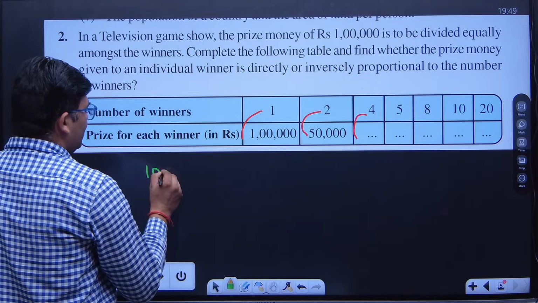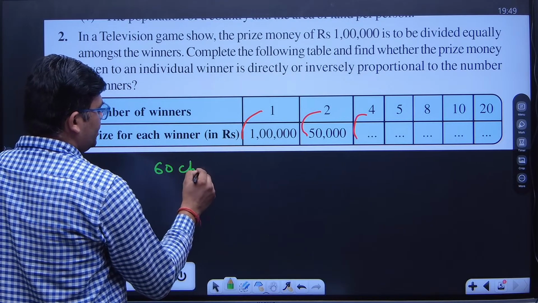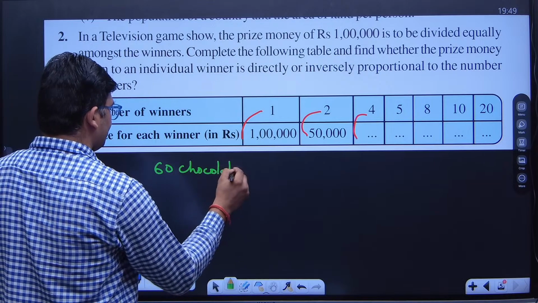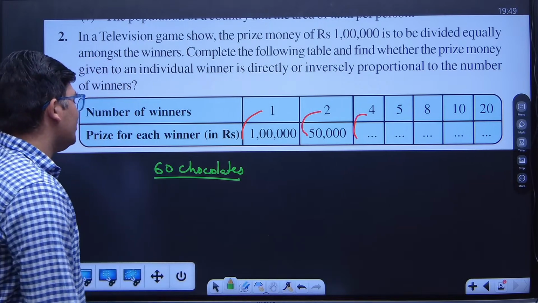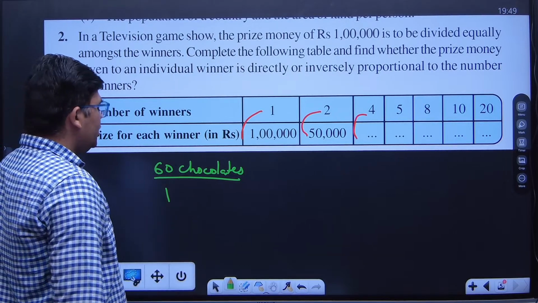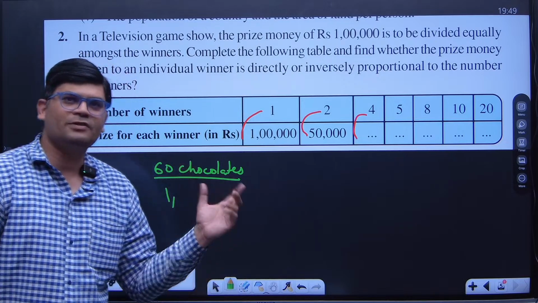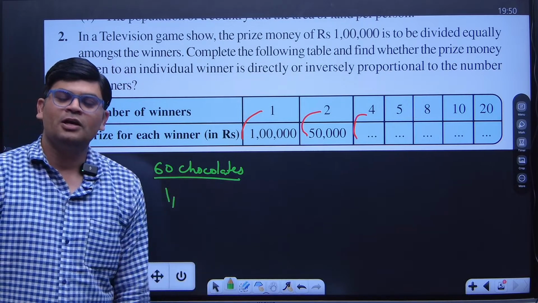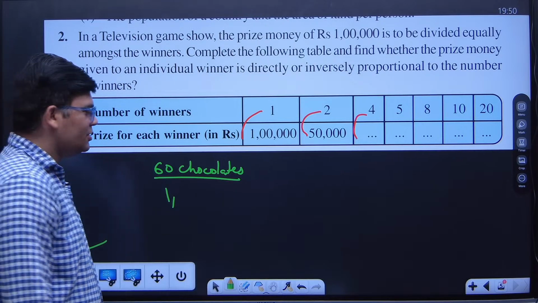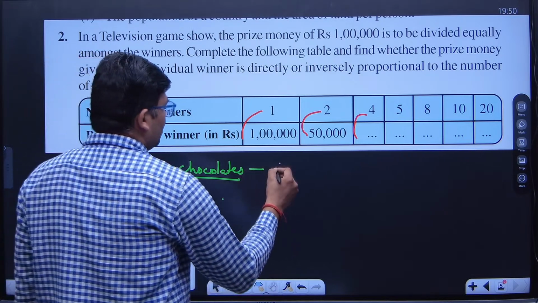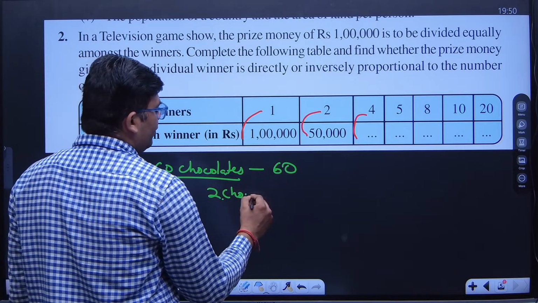Suppose you are having a birthday. On the birthday, you have 60 chocolates. You have decided to give one chocolate to each person that you meet on that day. To how many friends can you give these chocolates, if you are not keeping anything with you? 60. Very good. Suppose you are giving two chocolates to everybody. To how many friends can you give?